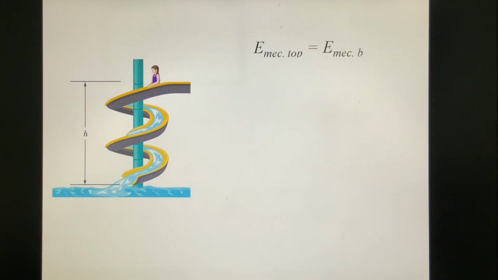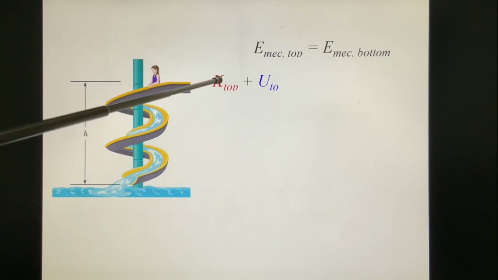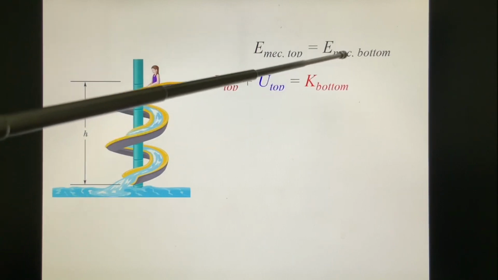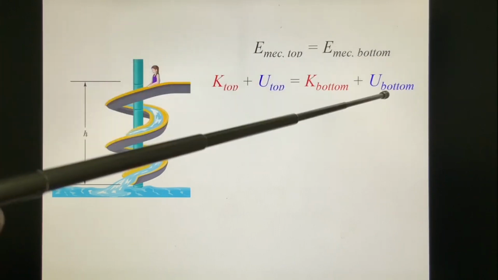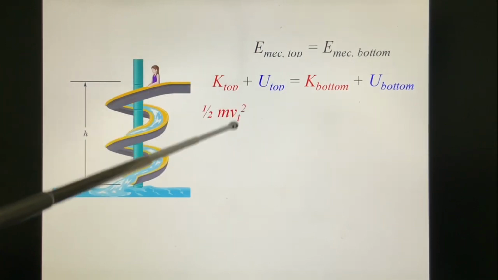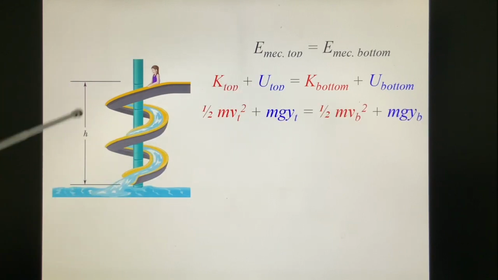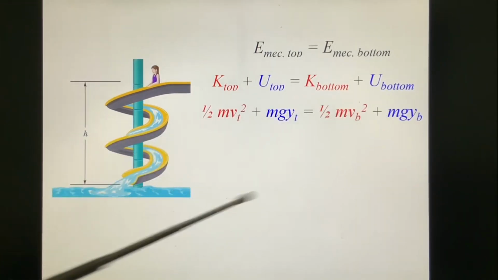Because mechanical energy is conserved, the mechanical energy at the top equals the mechanical energy at the bottom, each including two parts: kinetic energy at the top plus potential energy at the top equals kinetic energy at the bottom plus potential energy at the bottom. This is half m v_i squared, this is m g y_top, this is half m v_b squared, where v_b is what we want to find, and at the bottom it is m g y_bottom.